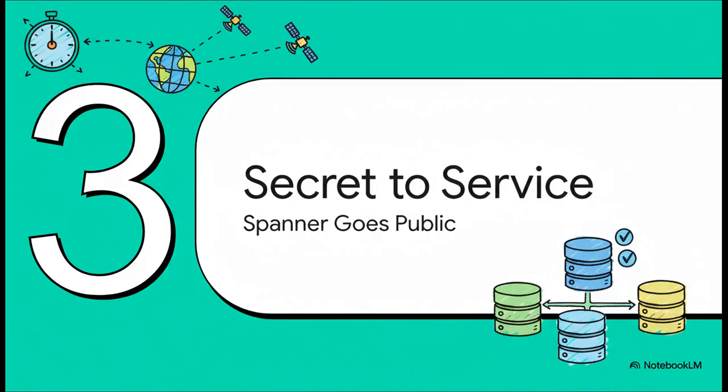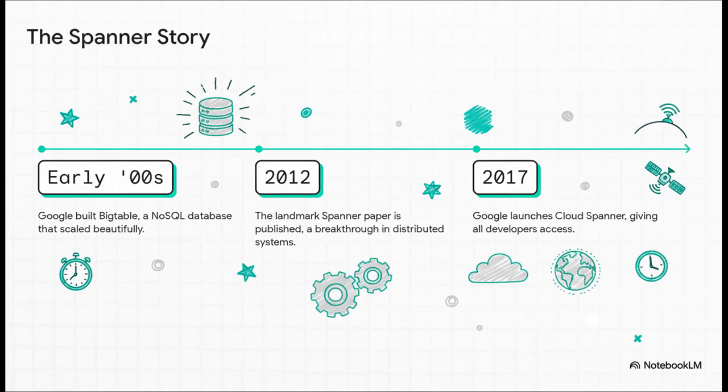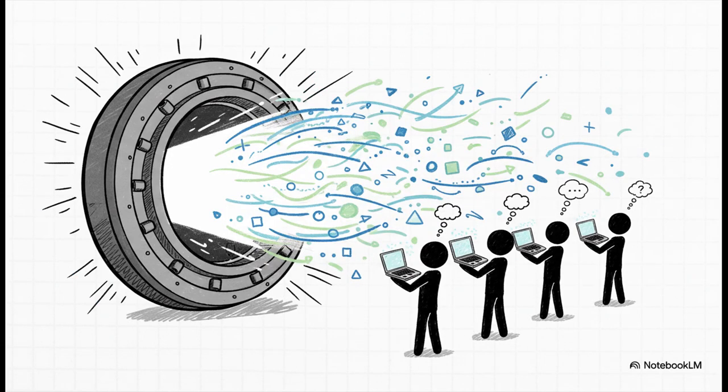For years, Spanner was one of Google's best-kept secrets. It was this massive competitive advantage they had built internally. But a technology this game-changing can't stay a secret forever. The story here is pretty classic for Google. They started with Bigtable in the 2000s. Then, in 2012, the engineers published this landmark paper about Spanner, basically showing the world what they had built. And then, a few years after that, they took the next logical step. Yep, in 2017, they blew the doors wide open.